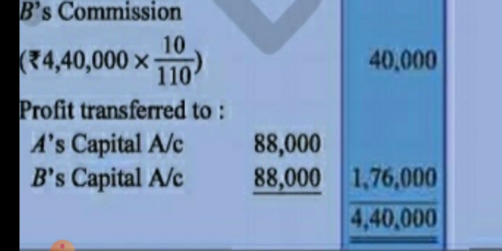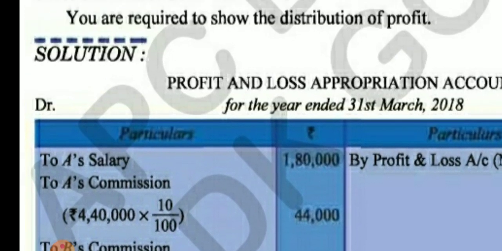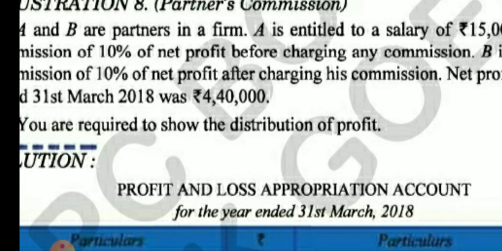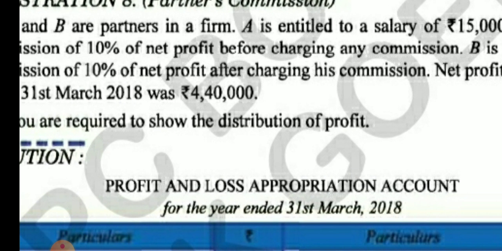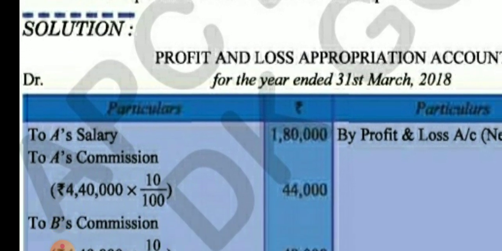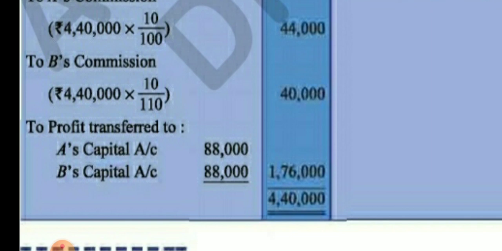A's capital and B's capital are equal, because no profit sharing ratio is given here, so we share the profit and loss equally, 88,000 and 88,000.